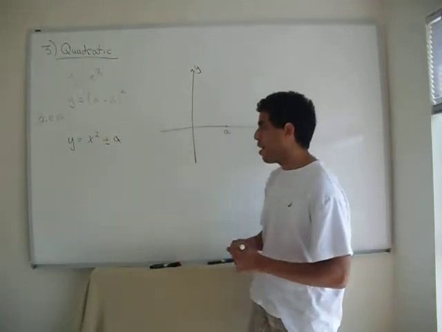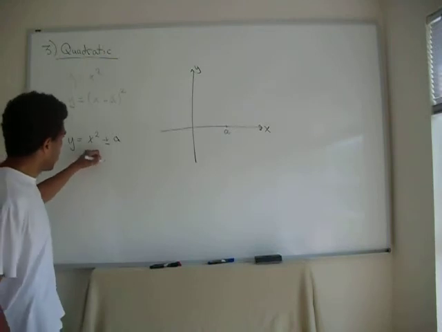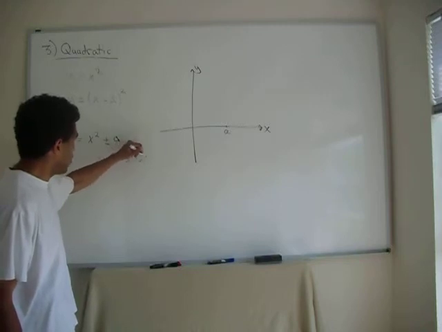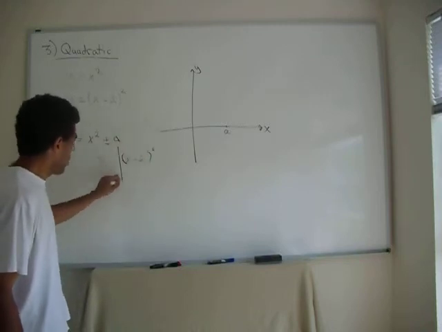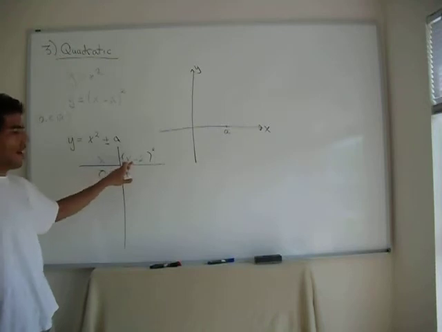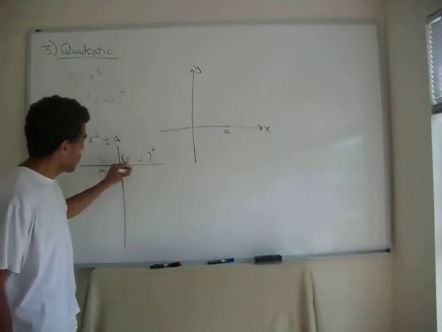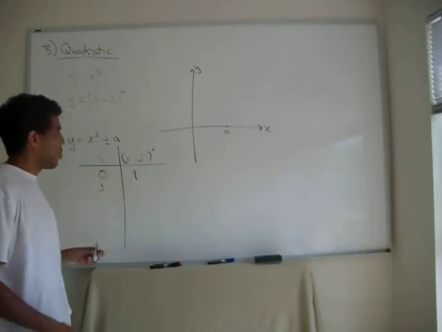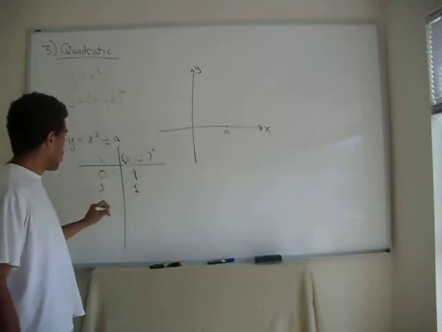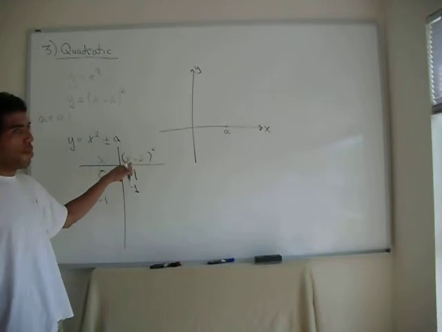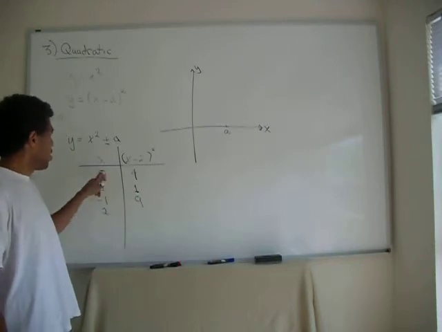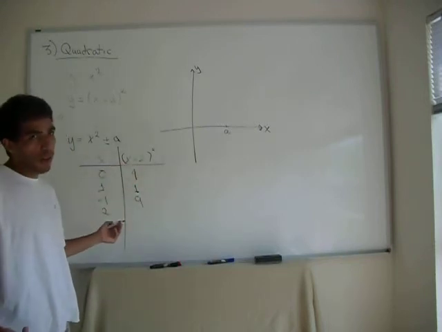And you can try this by plotting a few numbers again. Let's say we have x minus 2, for instance, squared. So what happens if x is 0? Well, 0 minus 2 is minus 2, and minus 2 squared is 4. What happens if we have x equals 1? Well, 1 minus 2 is minus 1. Square is 1. What happens if we have minus 1? Well, minus 1 minus 2 is minus 3. Square that is 9. What happens if we have 2? 2 minus 2 is 0. Square of 0 is 0.